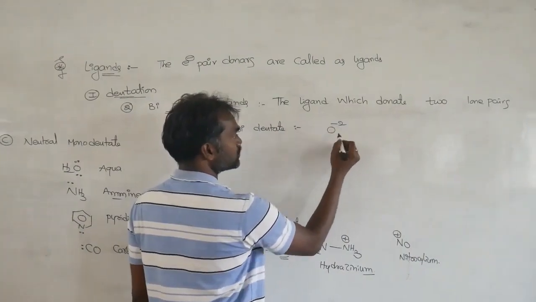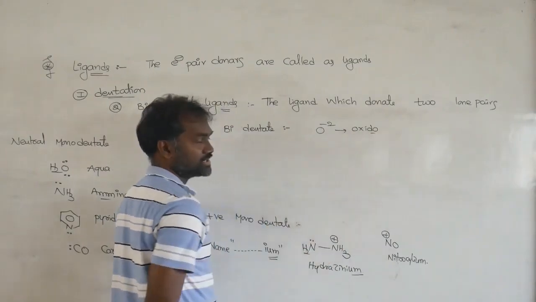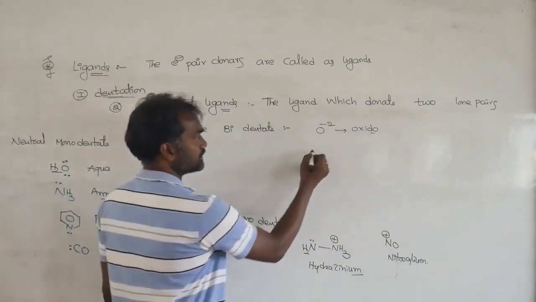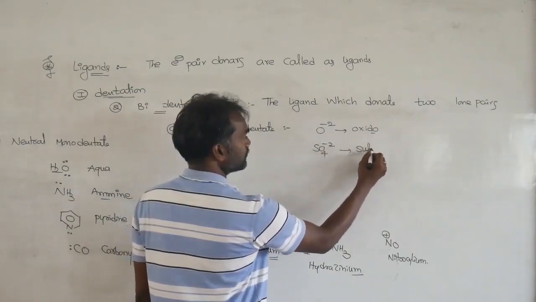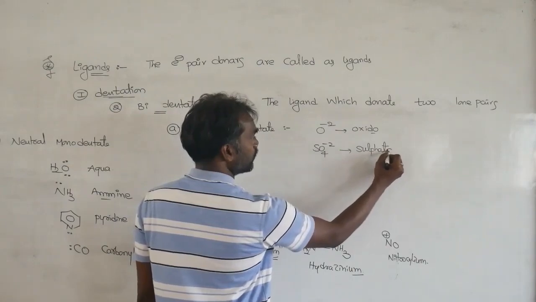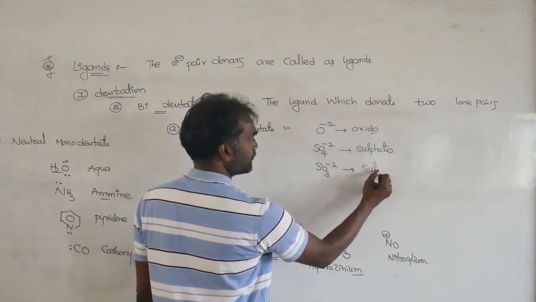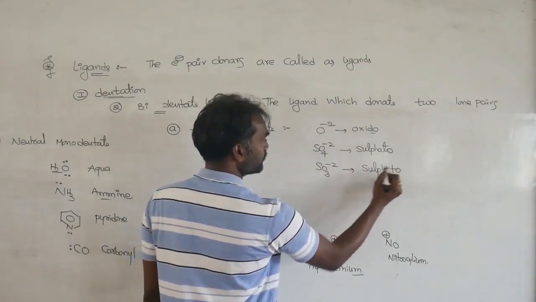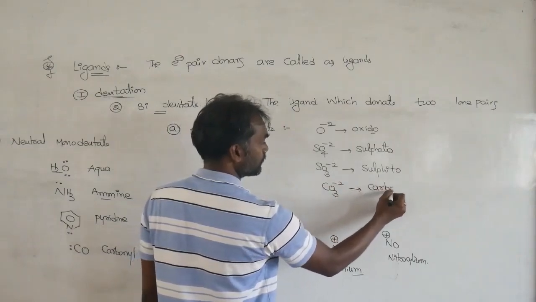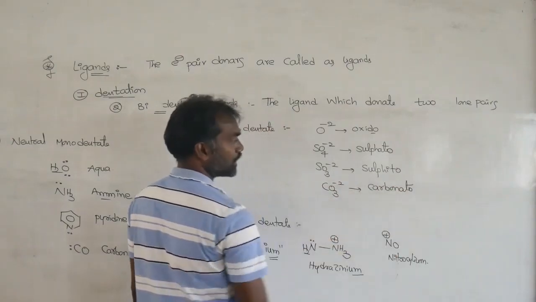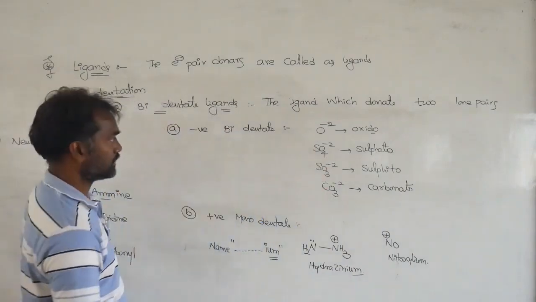Oxygen O-2, so you call as oxido. So negative charge is ended with O. Next SO4 -2, that is what? Sulfato. SO3 -2, sulfito. Next CO3 -2, so carbonato. So negative charges, two members are donor.